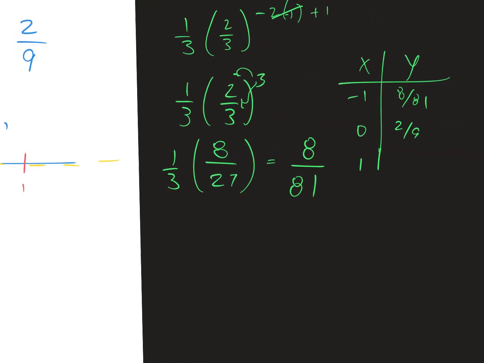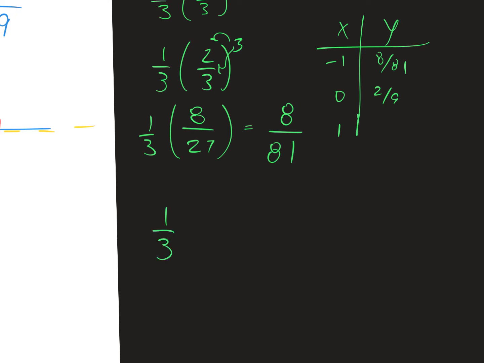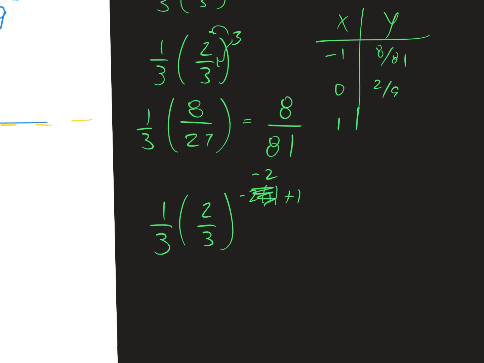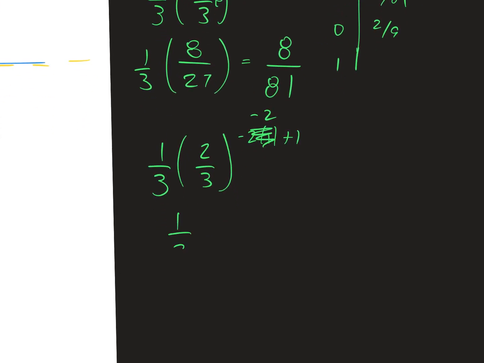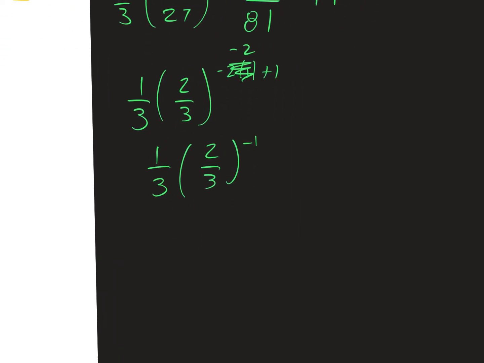So now when I plug in +1, I have 1/3, and then I have 2/3 to the -2 times 1 plus 1. Well, what's -2 times 1? -2. And then what's -2 plus 1? So I have 1/3 times 2/3 to the -1st power. Would you guys agree that I could write it like this? 1/3 and then 3 over 2? How'd I just do that? How'd I go from 2/3 to the -1st power to 3 over 2?